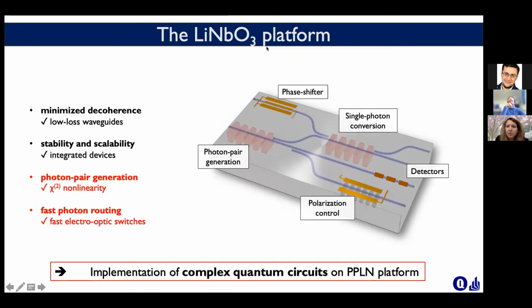The property of using lithium niobate, a Chi2 nonlinearity, gives you highly efficient photon pair generation. So this is good for photon sources, as you see there. And equally importantly, maybe even more importantly, is that you have fast photon routing. So you have fast electro-optic switches that you can reconfigure on a very fast time scale. And I think people start to realize more and more that this is really essential also for quantum computation. And this is why we also have to develop that. The overall goal is then to implement complex quantum circuits and have a good platform for that.